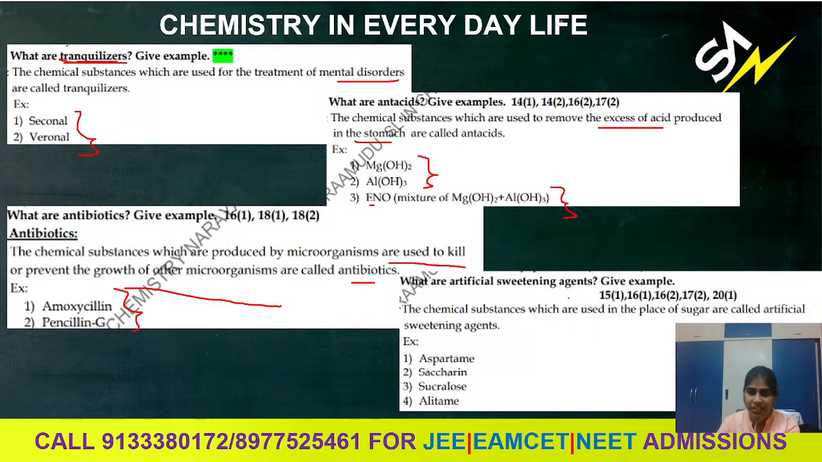And next, artificial sweetening agents. So what are the chemicals used as artificial sweetening agents? Aspartame, saccharin, sucralose, alitame. These types of chemicals we can use in place of sugar. So these are a few questions of this chapter, chemistry in everyday life.